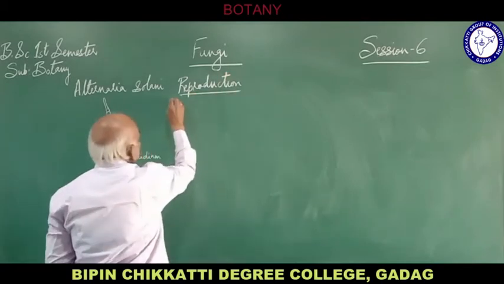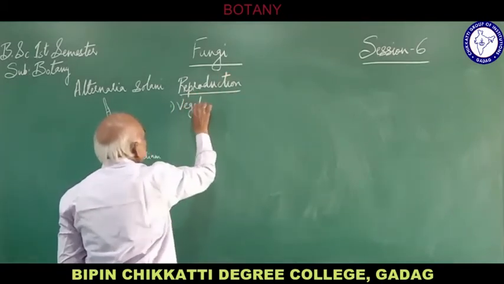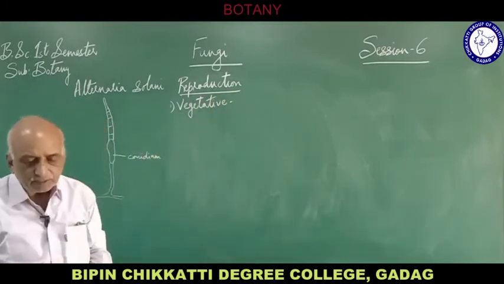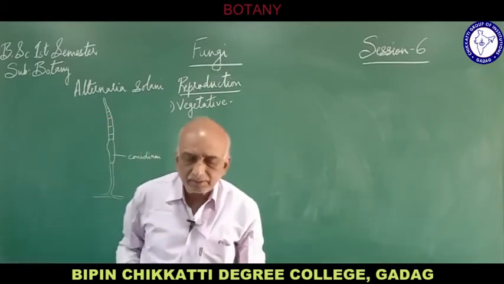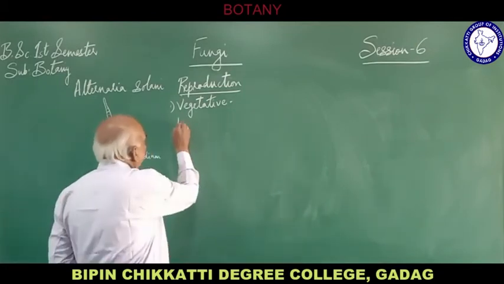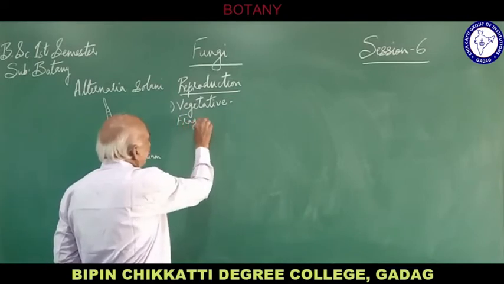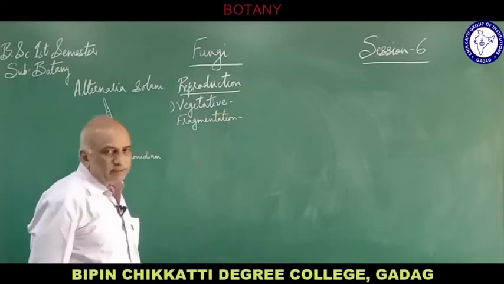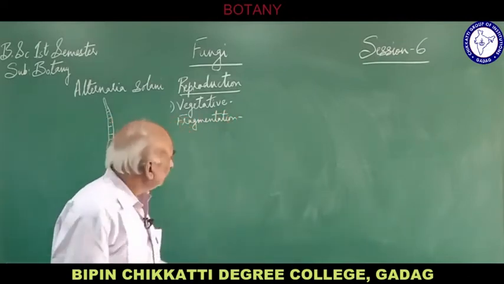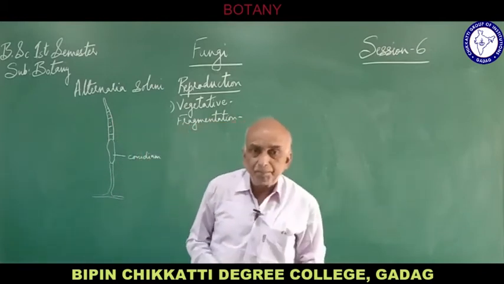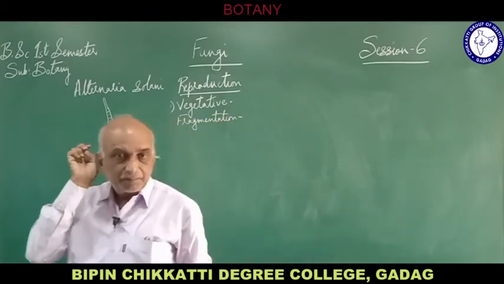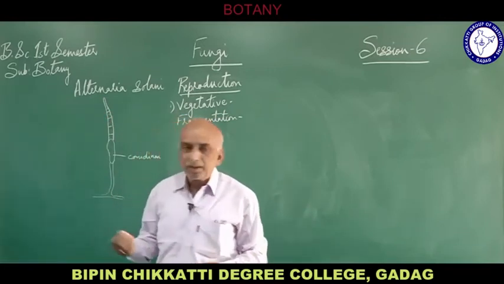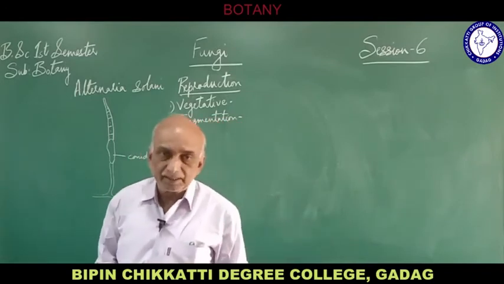In the vegetative method there is fragmentation, which we have come across in the previous examples. These lichens reproduce vegetatively with the help of fragmentation. Fragmentation is a simple type of vegetative method where a part of the thallus, a segment of the thallus, gets separated due to some abnormal conditions in the atmosphere.